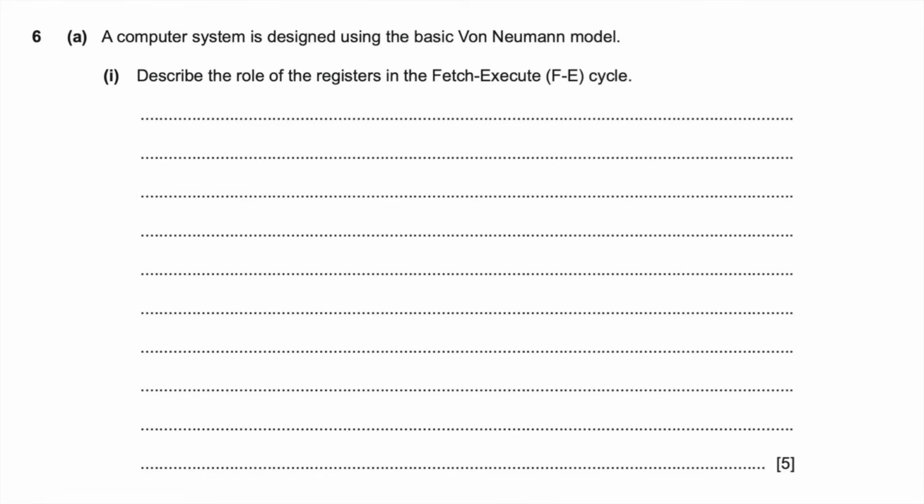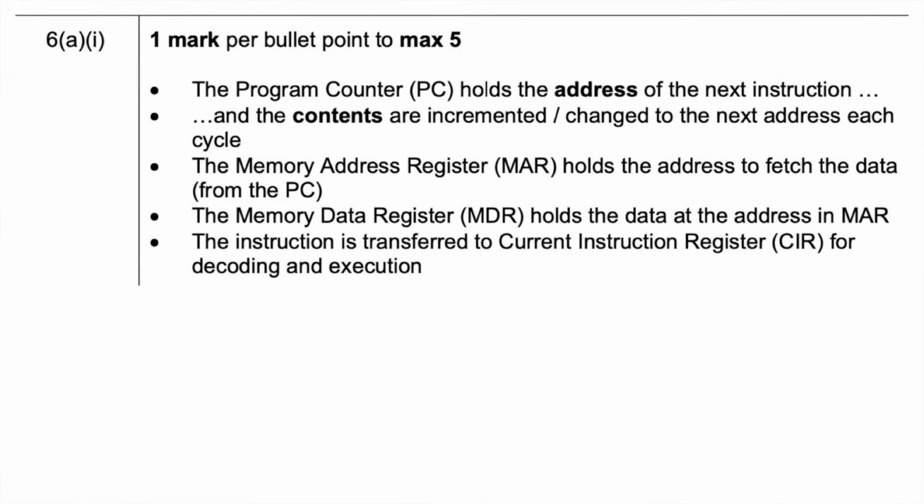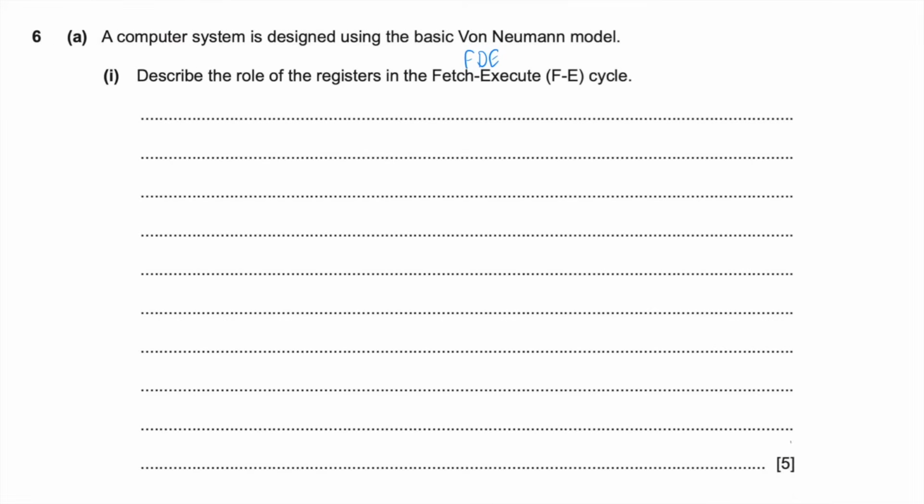Now, we have an A-level question. A computer system is designed using the basic von Neumann model. Describe the role of the registers in the fetch execute cycle. And this is the same thing as the FD cycle, or fetch decode execute cycle, which we've been talking about. So we're going to go ahead and look at the mark scheme. And right here, this is a 5-point problem, right? Describe the role of registers in the fetch execute cycle.